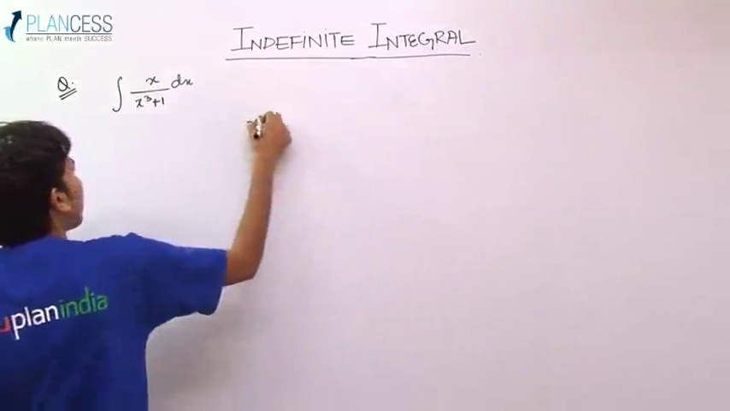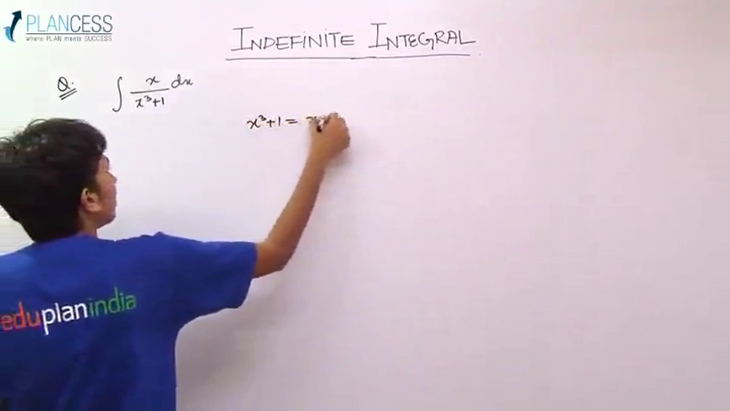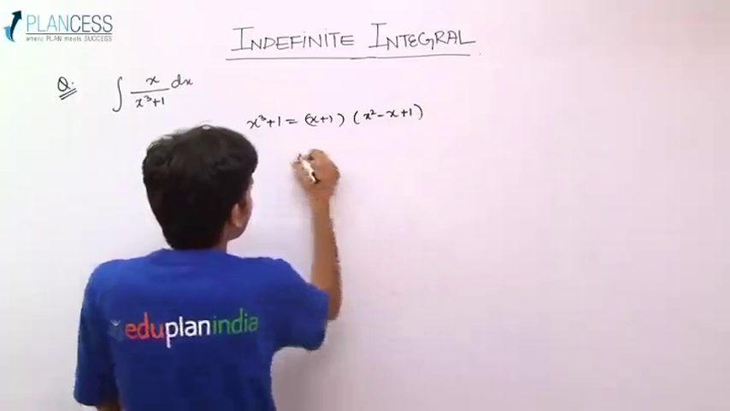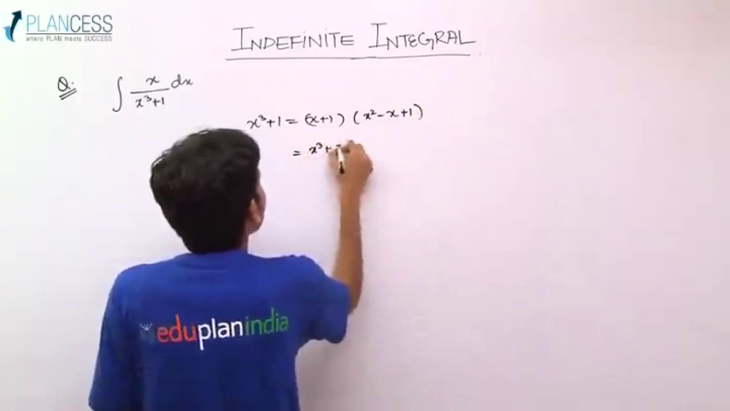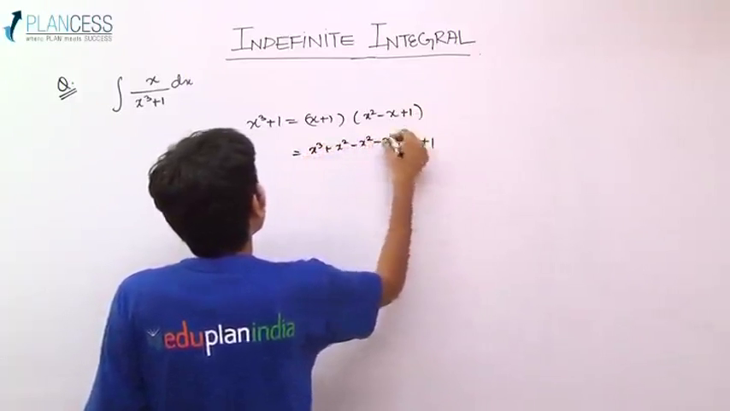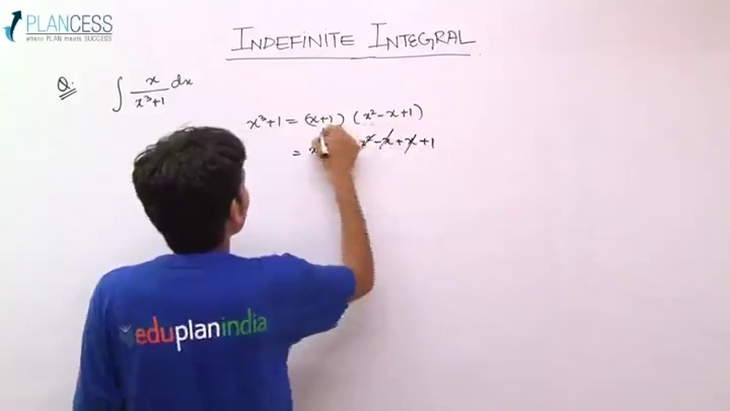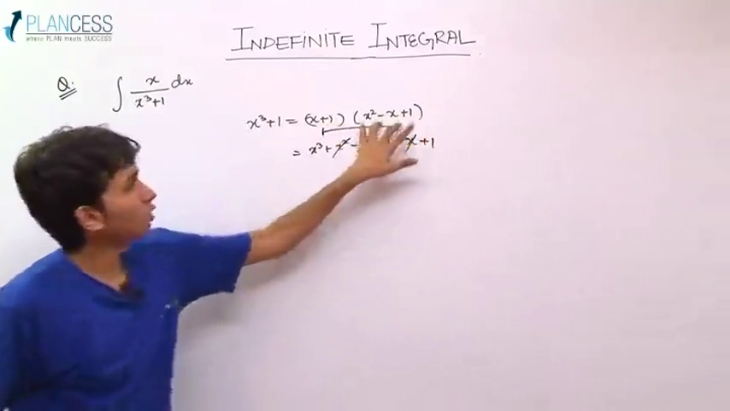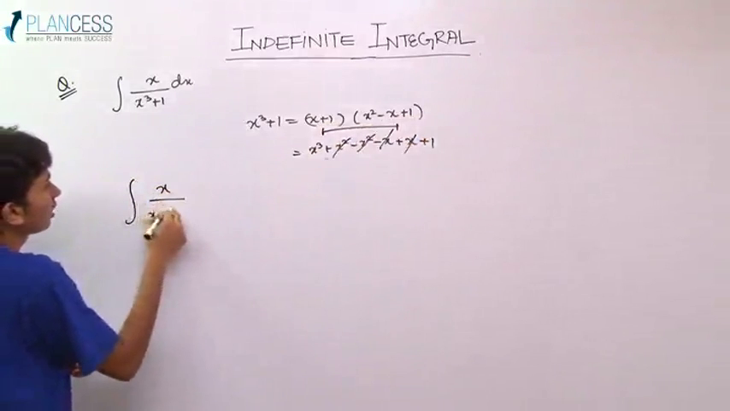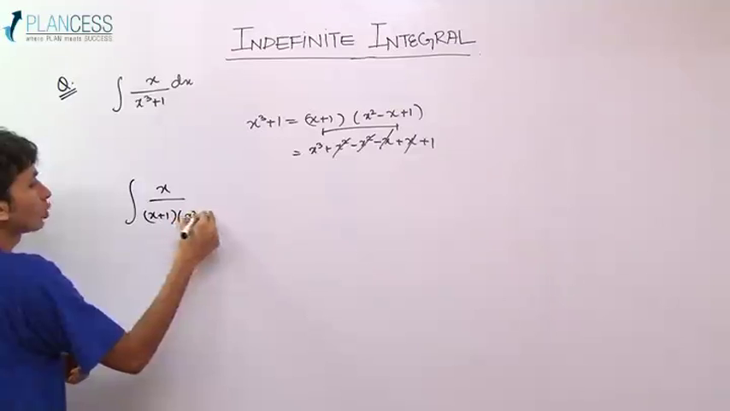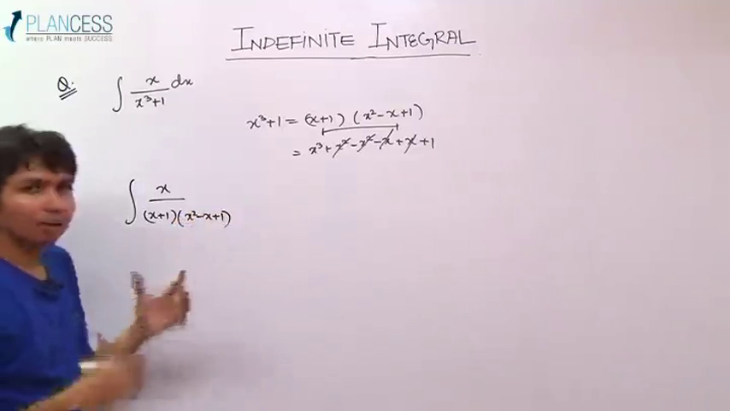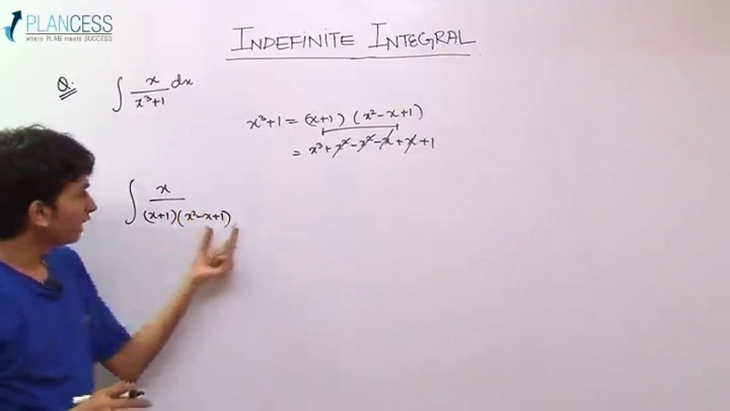So we know that the formula x cube plus 1 is (x plus 1)(x square minus x plus 1). Let's just check if it's alright: x cube plus x square minus x square minus x plus x plus 1. This cancels with this, so this is the formula. We can split with this, and this, as we know, has no real roots, so we are going to write it as it is. So we have x upon (x plus 1)(x square minus x plus 1). So this is the other case that I was telling you about: terms like this which can't be further split into two linears.